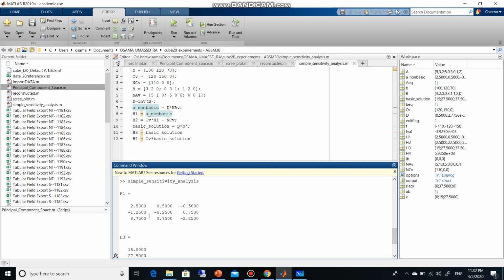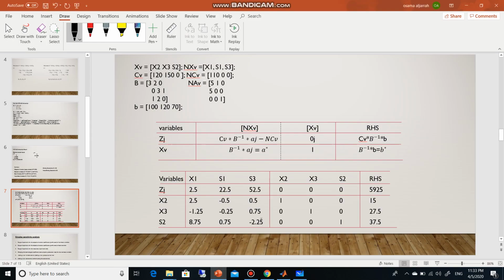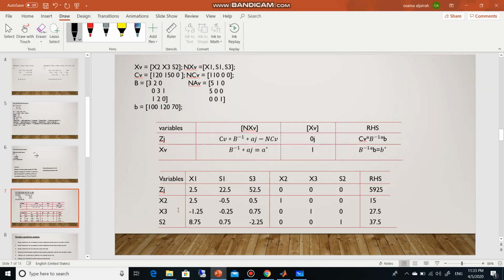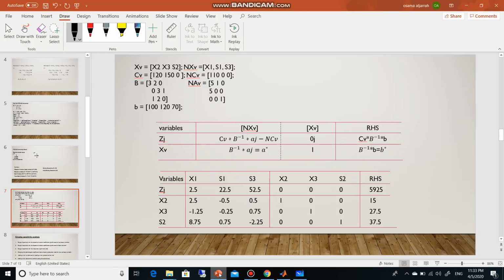So here is your technical coefficient for the final matrix. You fill this column, this matrix, by H1. Then we have H3 over here. So this is the right hand side solutions. Then we have H4 over here. So we have here H4.